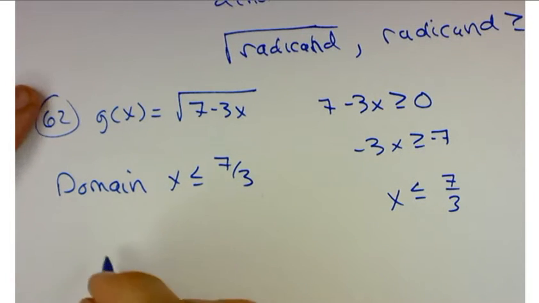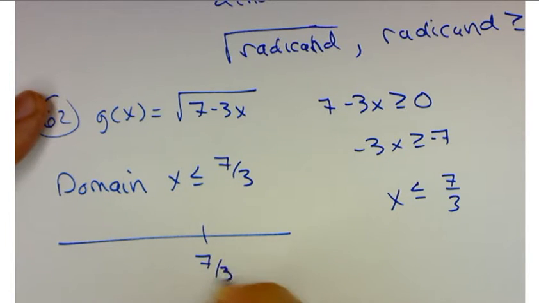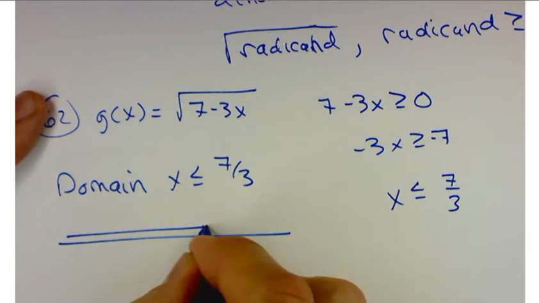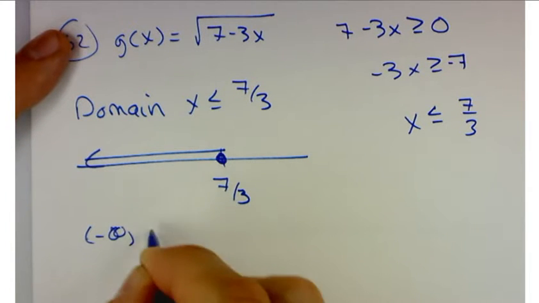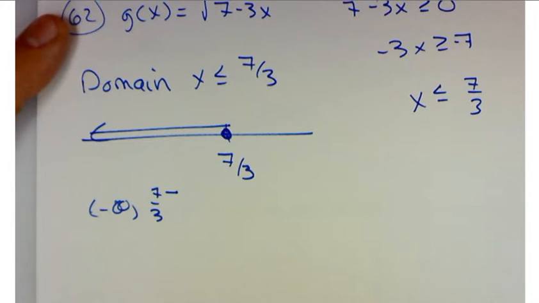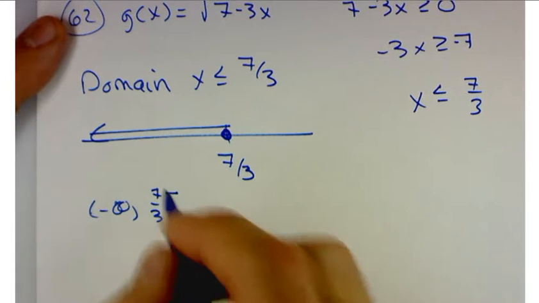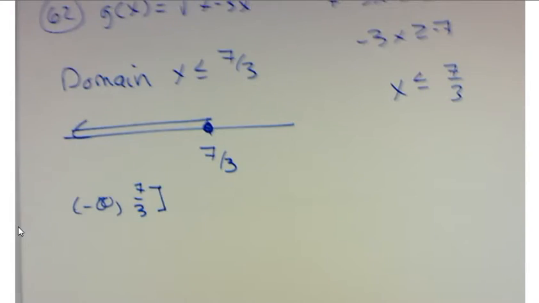You could write that as a graph. 7/3, arrow to the left. You could write it with interval notation, negative infinity to 7/3. Am I going to have a bracket or parenthesis around the 7/3 if I write it with interval notation? Bracket. Good.